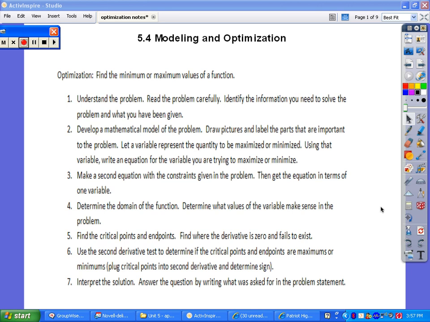And you're going to use the second derivative test to determine if the critical points and endpoints are maximums or minimums. And the last part is you interpret the solution. You answer the question by writing what they asked for in the problem.